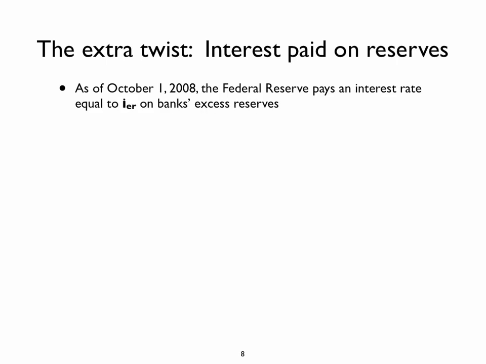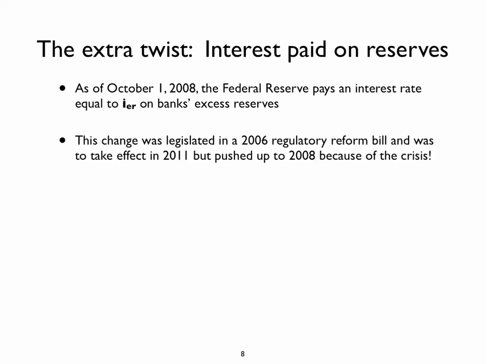Well, that has led the Fed to accelerate paying interest on reserves. That's an extra tool that now it has. The Fed can pay an interest rate equal to I sub ER on banks' excess reserves. This was actually legislated prior to the crisis in 2006, but it wasn't legislated to take effect until 2011, and the change was pushed up to 2008 because of the financial crisis. The idea is to provide a lower bound on the Fed funds target, and well, that is the Fed funds rate around the target.